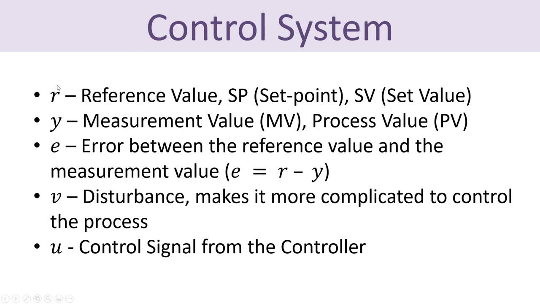So we have R, which is the reference value or the set point or the set value. Different notations are used in different textbooks. We have Y, which is the measurement value, sometimes also called MV, measurement value, or process value, PV. And we have this E, which is the error between the reference value and the measurement value. So E equals R minus Y. And then we could have V, which is a disturbance. Typically these kinds of disturbances make it more complicated to control the process. And then finally we have the control signal U that comes from the controller and acts on the process.